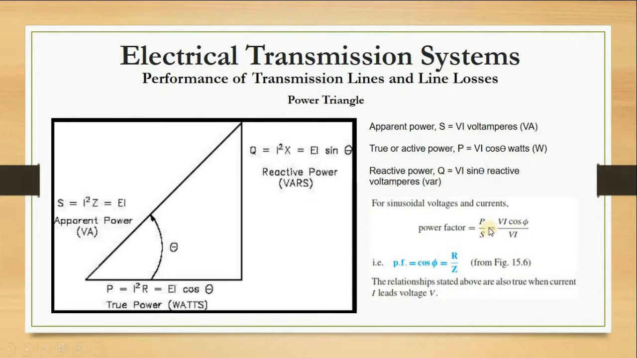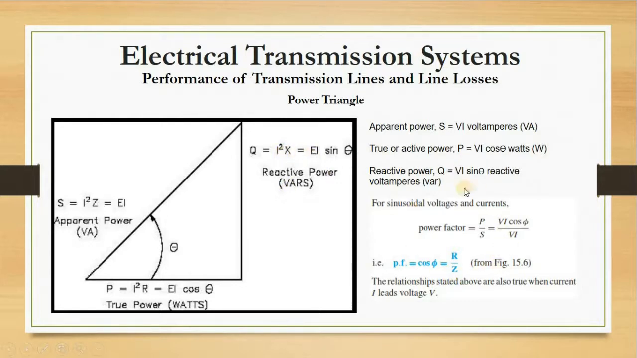So if you want to make sure that your power factor is 1, what do you do for your power factor to become 1? All you have to do is to make sure that your apparent power and your true power are the same. And that can only happen when there's no reactive component. When there's no reactive component, you are fine.